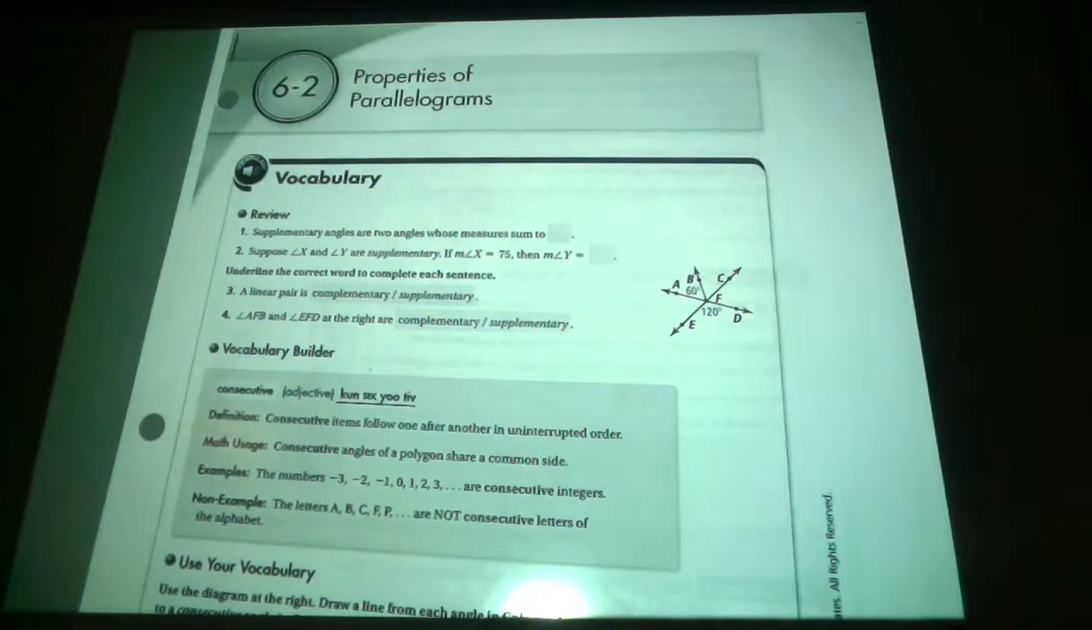Alright, so 6-2 brings us into our beginning properties of quadrilaterals. And specifically today we're going to talk about parallelograms. And then from parallelograms we're going to branch off into even more specific types of quadrilaterals. So, read the first 4 questions and answer what you think they should be.